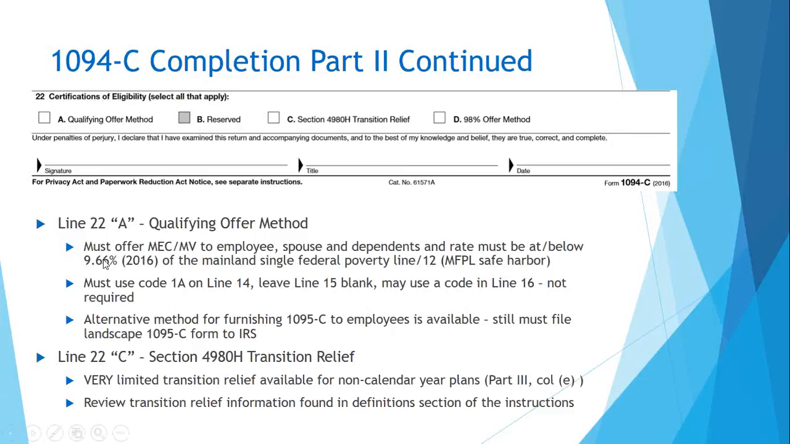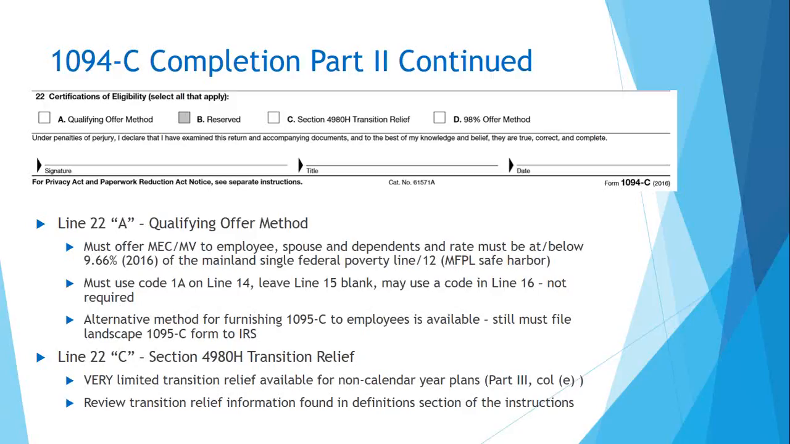Line 22 is a doozy. This is a little bit easier this year than it was last year. But for box A, the qualifying offer method, you must offer employees minimum essential coverage, minimum value, in addition to their spouse and dependents at a rate that is at or below 9.66% of the mainland federal poverty level divided by 12. So that's about $95.38 per month. So if you charge at or below that, and you're offering a plan to employee, spouses and dependents, that's minimum value, minimum essential coverage, you are eligible to use the qualifying offer method, which is also known as Code 1A.